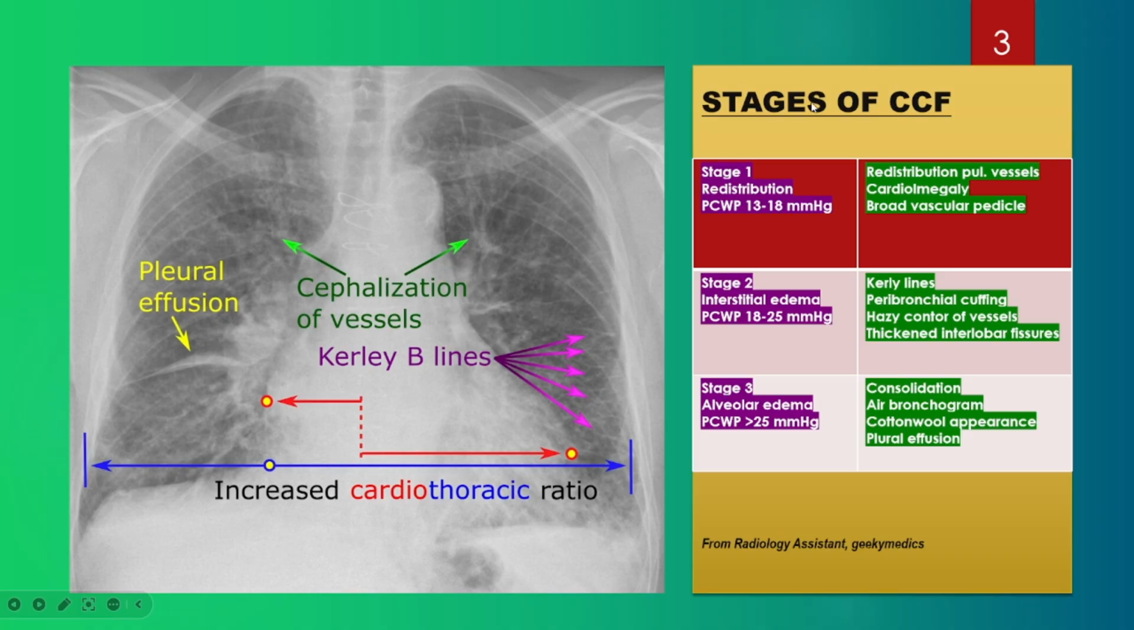There are stages of congestive heart failure, stage 1 to 3. Stage 1 is the redistribution phase, where there is redistribution of pulmonary vessels, cephalization, and cardiomegaly, as well as a broad vascular pedicle. Then, due to interstitial edema, there will be curly lines, peribronchial cuffing and perihilar haziness, and thickened interlobar fissures. Stage 3, alveolar edema: there will be consolidations with air bronchograms, and there may be a cotton wool appearance as well as pleural effusions.